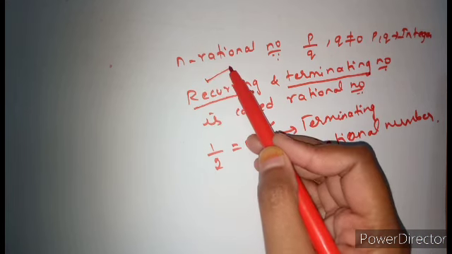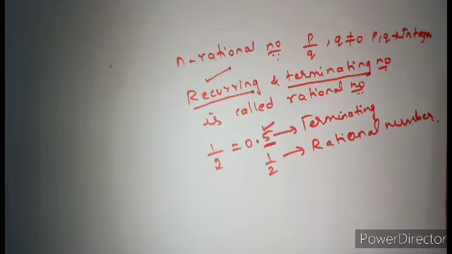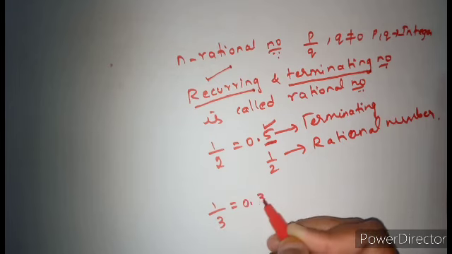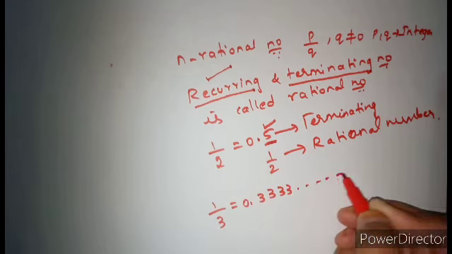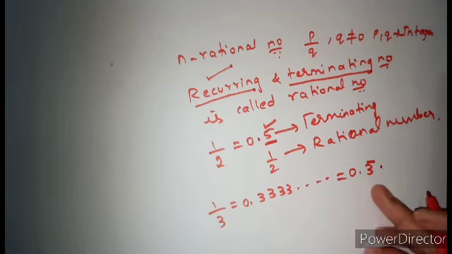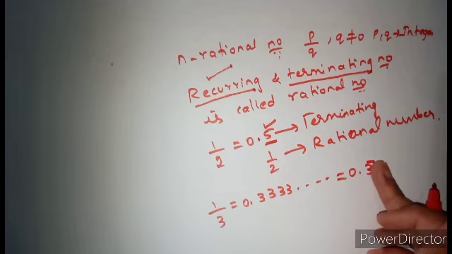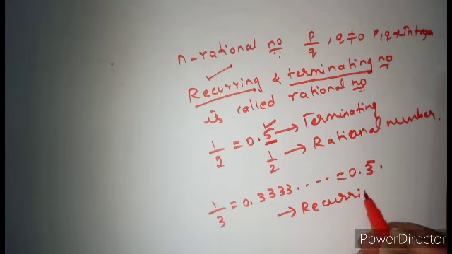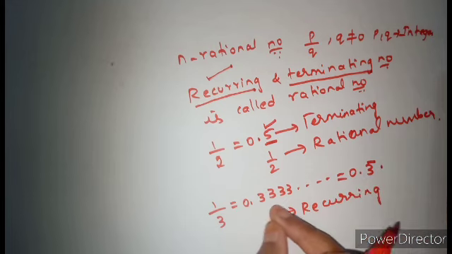First of all, what do you mean by recurring? Recurring means the number should repeat. For example, 1 by 3. The decimal form of 1 by 3 is 0.3333 and so on. So here 3 is repeating. This 3 can be written as 3 bar because 3 is repeating. So this 1 by 3 is recurring. After the point we have 3333, and 3 is repeating. Repeating means recurring.